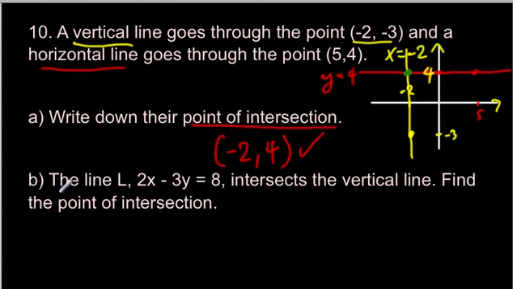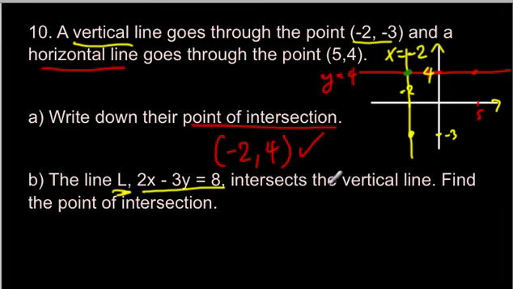Okay. The line L, 2x minus 3y. So maybe this was a source of confusion, but the line L has an equation, 2x minus 3y equals 8. I'm just calling this line L, like it's calling someone a name. I could call this line Larry if I wanted to, but I'm not going to. So this line 2x minus 3y is labeled as L.